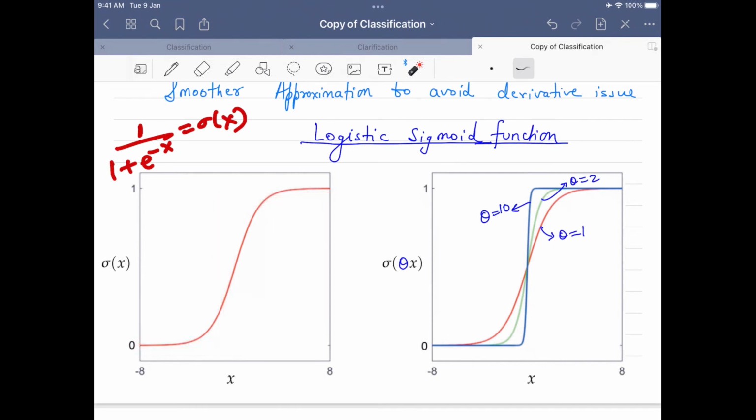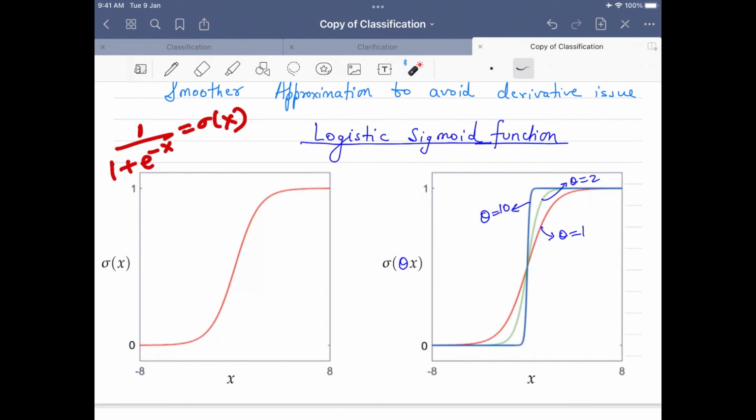Now I am multiplying it with theta x, where theta is a parameter involved with x. If I vary theta from 1 to 10, you can see how this red curve becomes close to the actual curve, which is a unit step. It will not become exactly the unit step, but it gets closer as theta is increased.